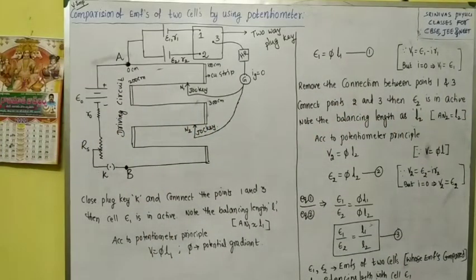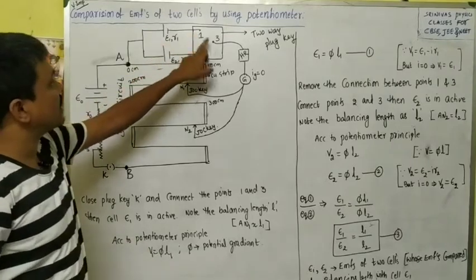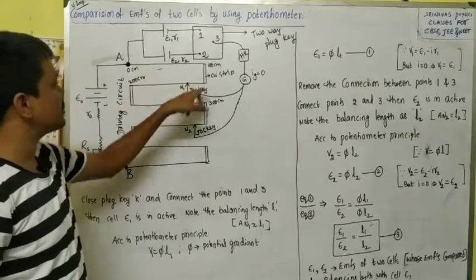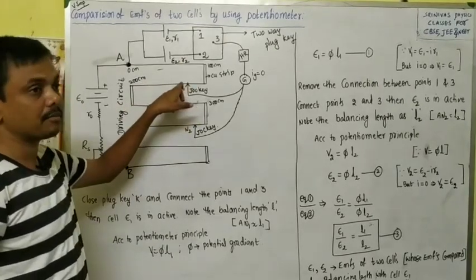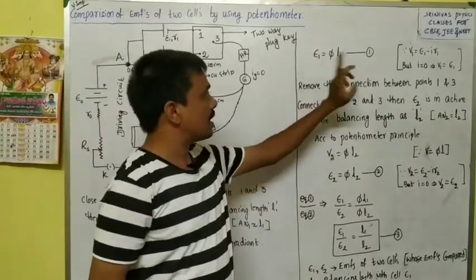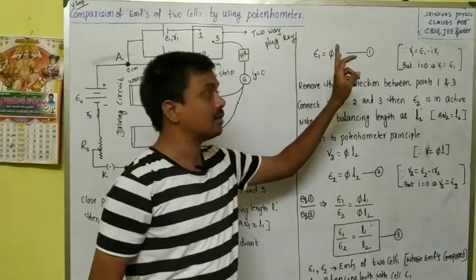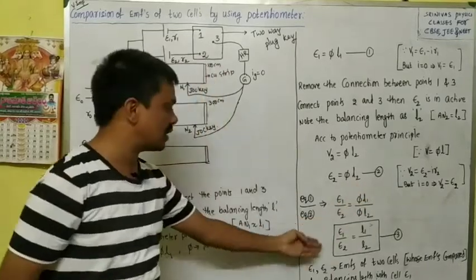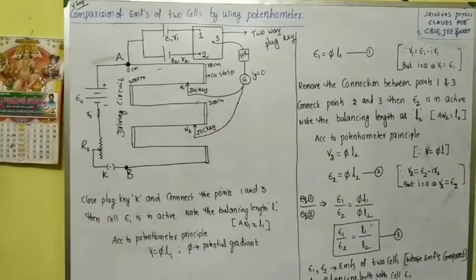Within 1 minute I will tell everything. Listen very carefully. First we have to connect 1 and 3. Then note the balancing length as L1. Press the jockey at various points. At a particular point the galvanometer shows zero deflection. That point distance is said to be the balancing length, that is L1. For the E1 cell the balancing length is L1, and we get one equation E1 is equal to phi L1. For the E2 cell again note the balancing length as L2, then E2 is equal to phi L2. You can find the ratio E1 by E2 equal to L1 by L2. That was very simple. This is how to compare the EMFs of two cells by using a potentiometer.